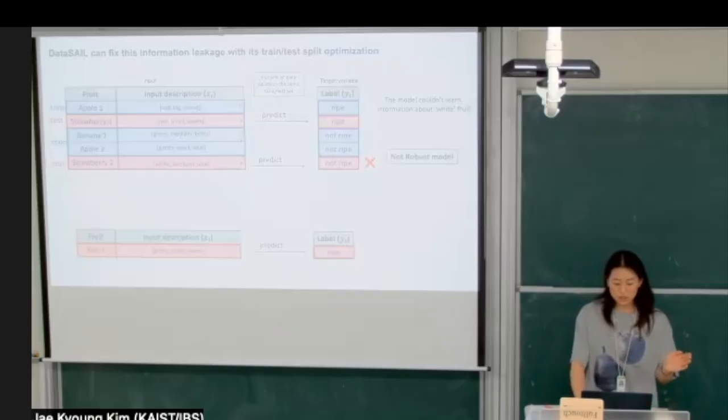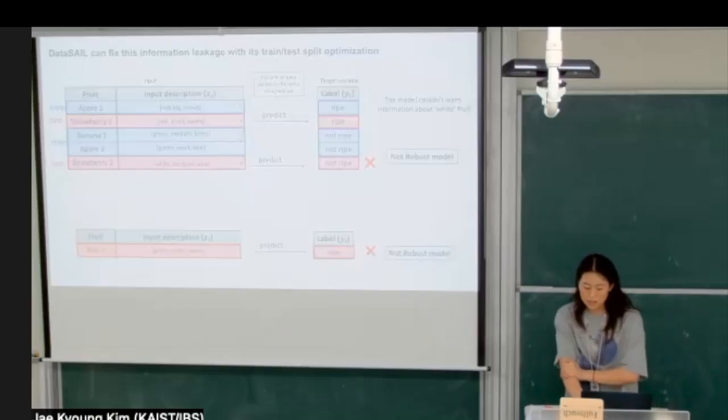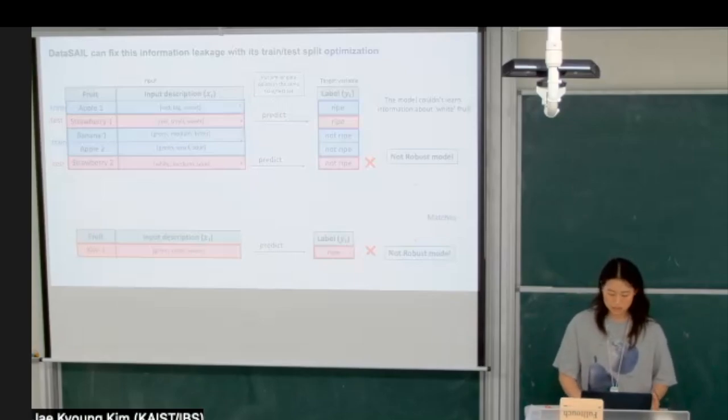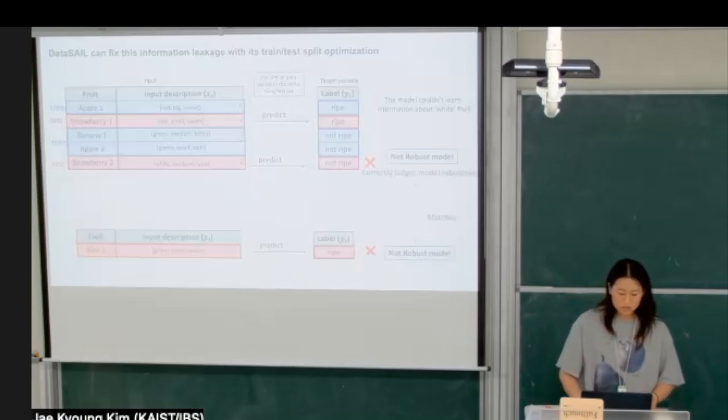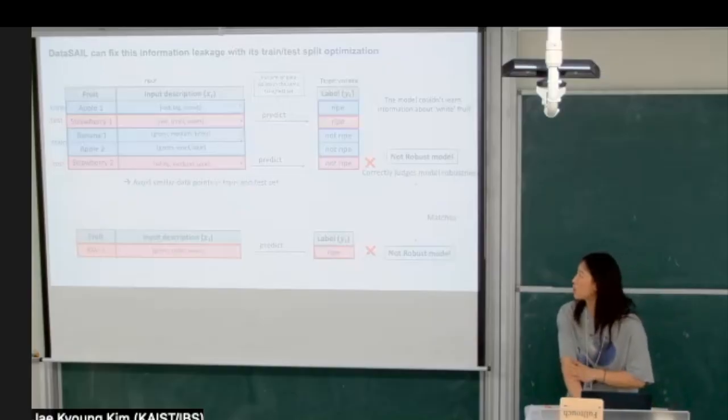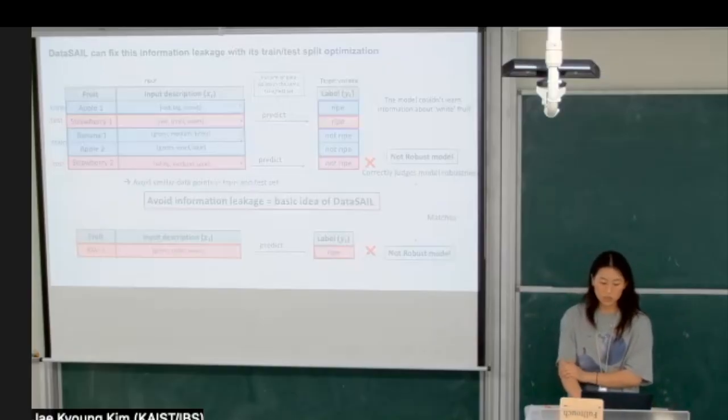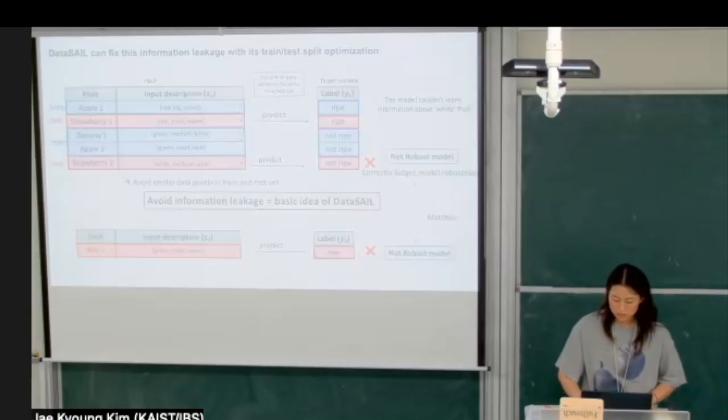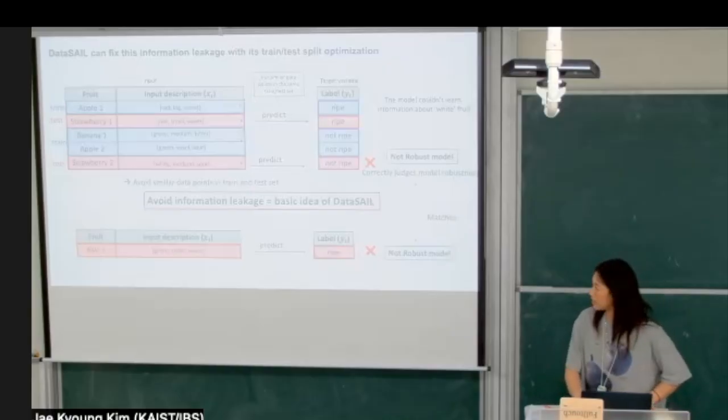So if we include a new input like kiwi, it's not going to tell us it's a robust model, and that matches. So what it does is that it avoids similar data points in the train and test set, which avoids information leakage. And that is the basic idea of DataSAIL.